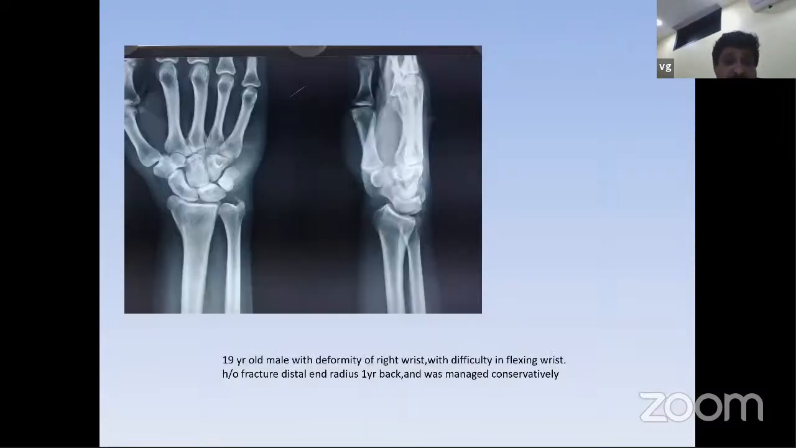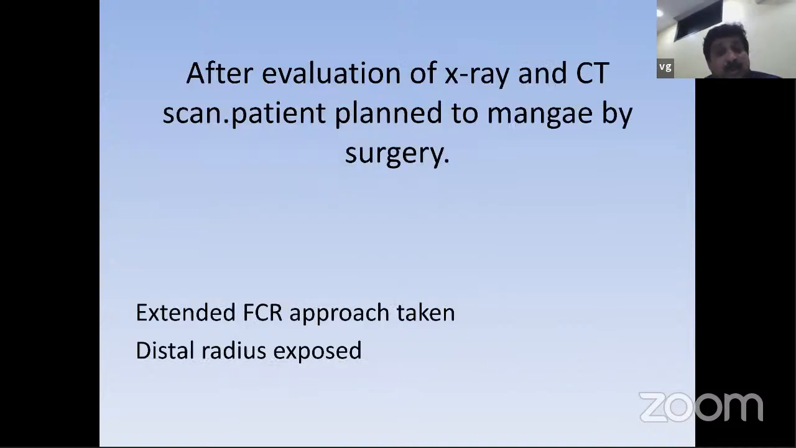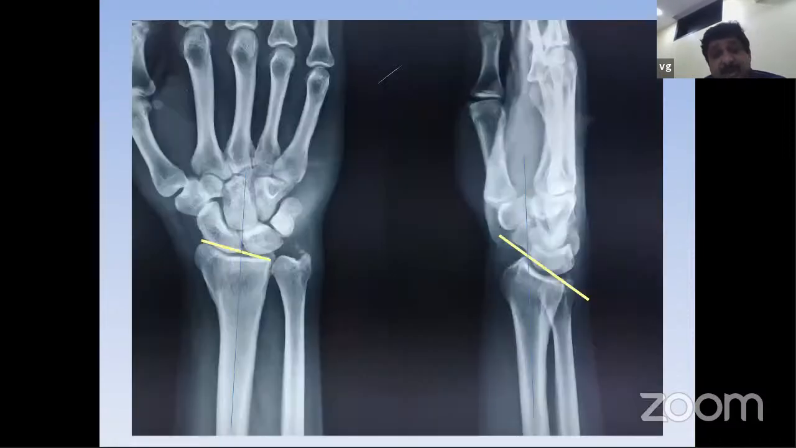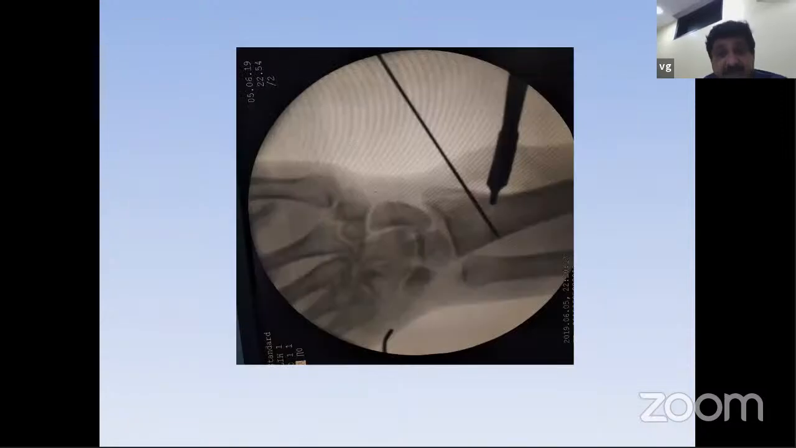So this was a 19-year-old male with a dorsal tilt. So young person, you can see that there's a dorsal tilt and there's some amount of subluxation dorsally. So we opened with the extended FCR approach. Distal radius is exposed. Angles we had calculated earlier. So this is how we do the osteotomy.